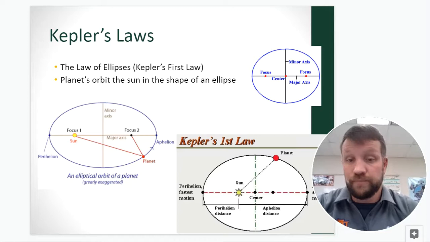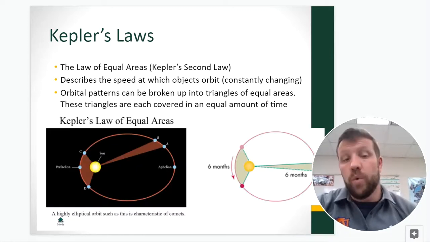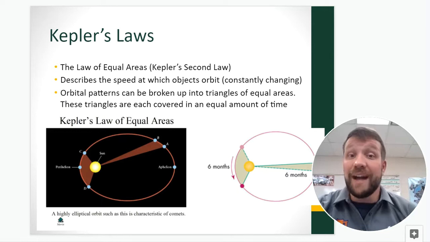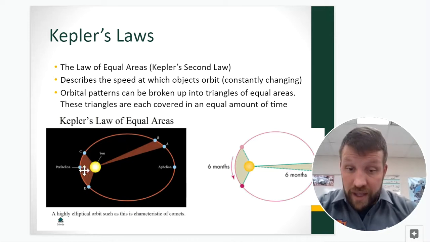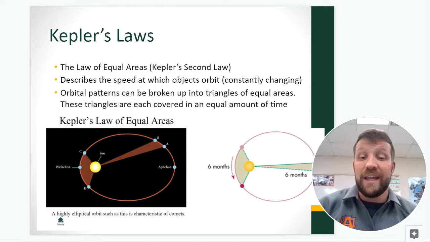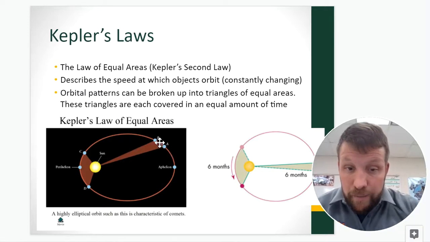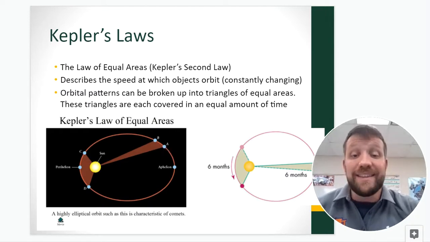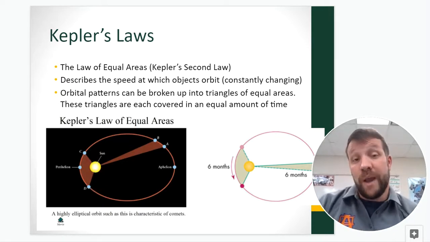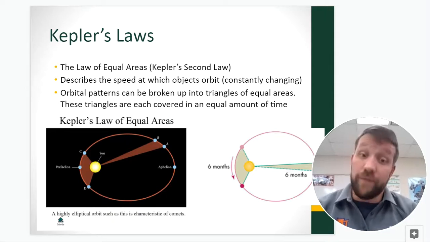That's Kepler's first law. Kepler's second law is the law of equal areas, all right. This describes the speed at which objects orbit. They constantly change speed. The closer they are to the center of mass that they're orbiting around, like the perihelion here, the sun, this spot right here, they're going to move faster than they are way out here, okay? So the orbital patterns can be broken into triangles of equal areas, and these triangles each cover an equal amount of time. So to go from A to B here, even though it's less distance, will take the same amount of time as going from C to D. And that's because being closer to this object, as we looked at in the gravitation equation, means that there's a stronger pull, and thus you'll end up with a stronger velocity here, okay?